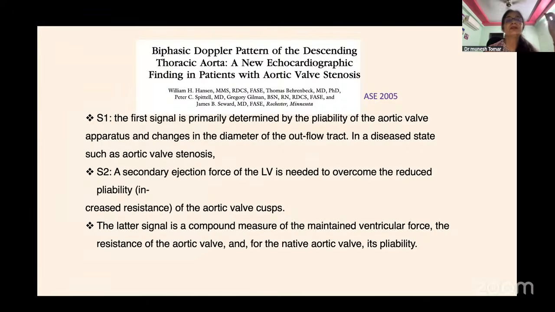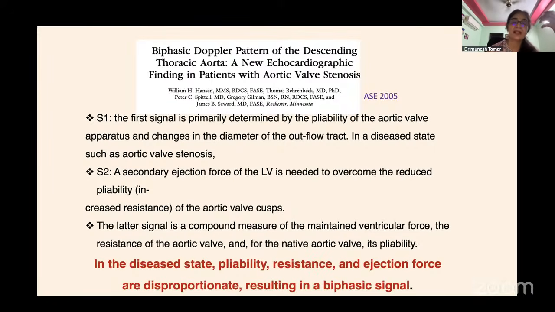Just a few words about the biphasic Doppler pattern of the descending aorta. It has been reported. The study was done in adult patients more than 65 years of age with severe aortic stenosis, and they showed this particular pattern. The explanation they gave is that in the disease stage, compliance, systemic vascular resistance, ejection, everything becomes disproportionate, leading to this particular pattern. In our patient, there was no aortic stenosis, but because of very low cardiac output, there is high systemic vascular resistance, leading to this interesting phenomenon in our patient also.